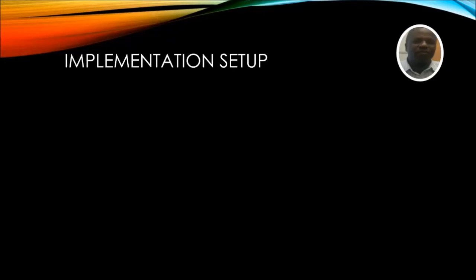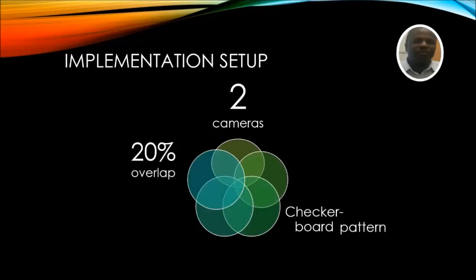In this project, two cameras with 20% overlap in their view are used. We take the corresponding points of the two views by using the checkerboard. These coordinate points are extracted from the center of the black square in the checkerboard, and these points are passed to the algorithm that determines the homography matrix.